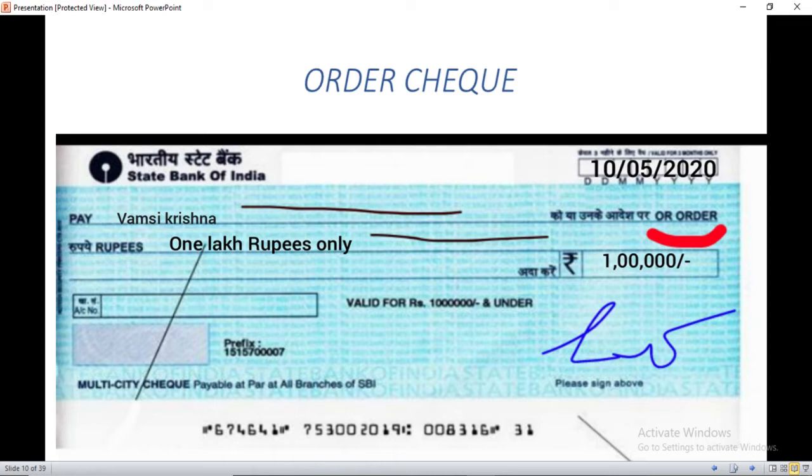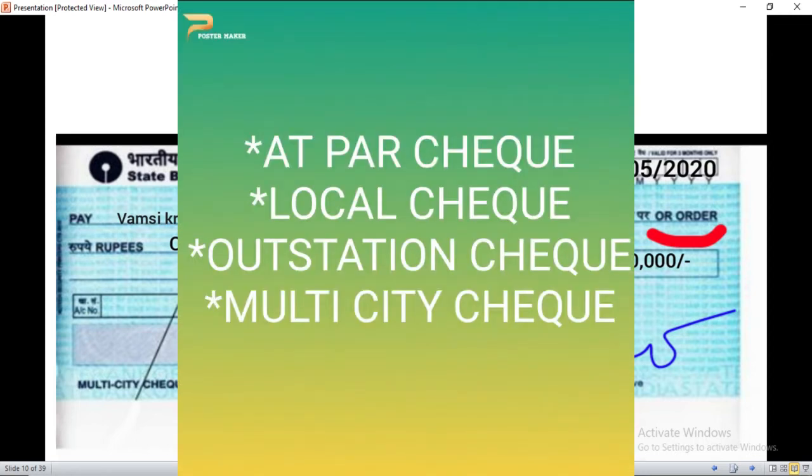See here, this is not a type of check, but we can observe these words printed on the checks. A par check means it is accepted at all its branches across the country. Local check means it is valid in the given city and the given branch in which the drawer has an account.